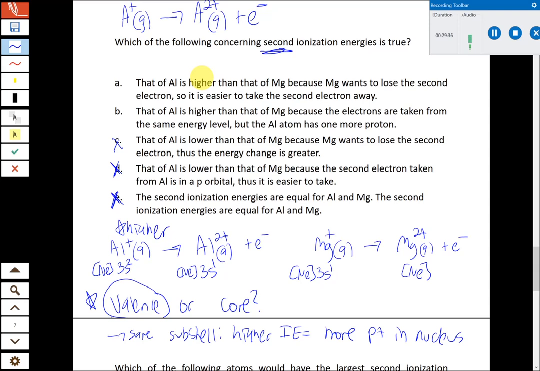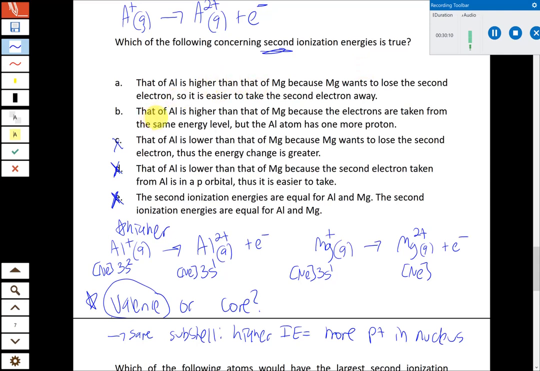We'll see which one has the correct reasoning for that. So that of aluminum is higher than magnesium because magnesium wants to lose the second electron, so it's easier to take the second electron away. Remember, this doesn't really have anything to do with wanting to lose electrons. Atoms are not sentient beings. They don't have thoughts and opinions about how many electrons they should lose. It's all based on energetics, based on attractions between the electrons and the protons, and electron-electron repulsions come into play at some points. So that one is not a very good explanation for why.